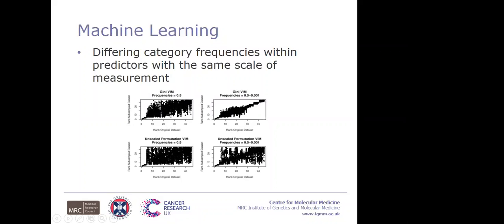The permutation-based variable importance measure, again, you get the random scatter here, which is similar to what you see with the Gini, but you don't get as much of a strong linear relationship with these variables that have low minor category frequencies, or in our case, they would be low minor allele frequencies.